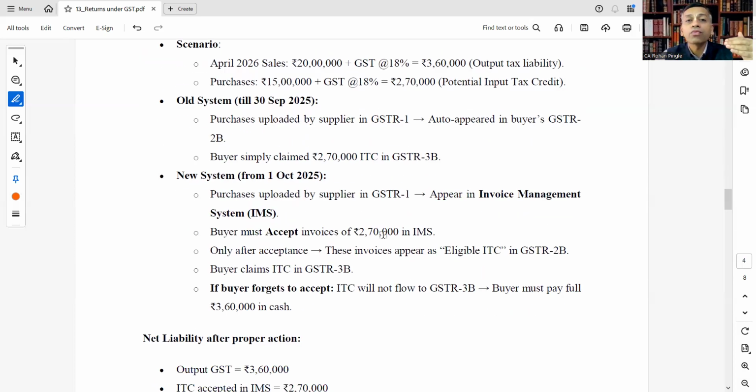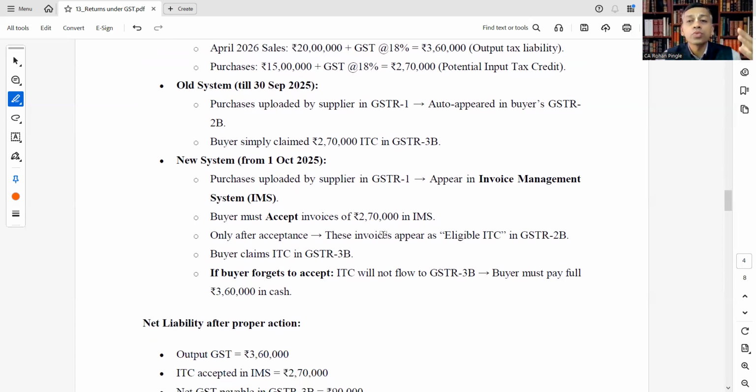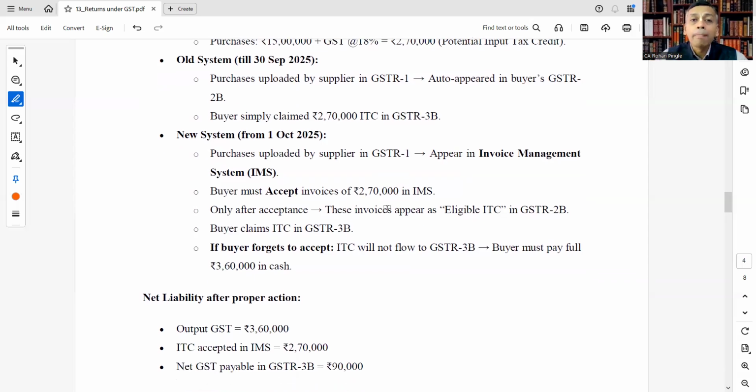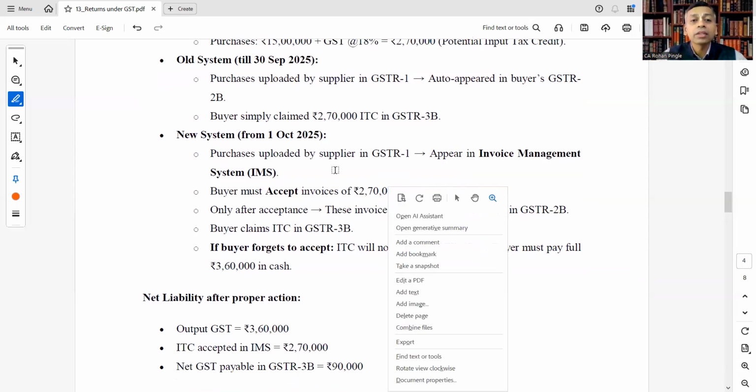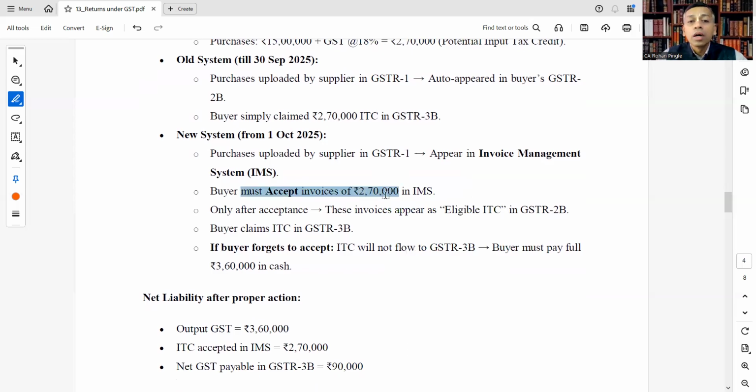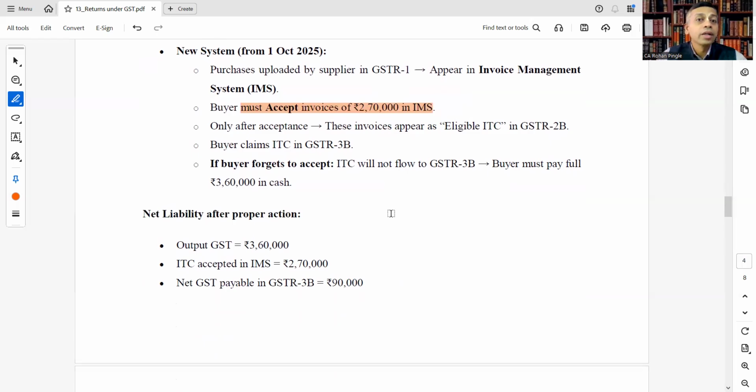But now with effect from 1st October 2025, please note it down. This is the amendment from 1st October 2025. Purchases uploaded by the supplier in GSTR 1 appear in what? Invoice management system, that is IMS. The buyer must accept those invoices of rupees 2,70,000 in IMS. If you do not, then it will lapse. It will not be auto populated now as per the old system.